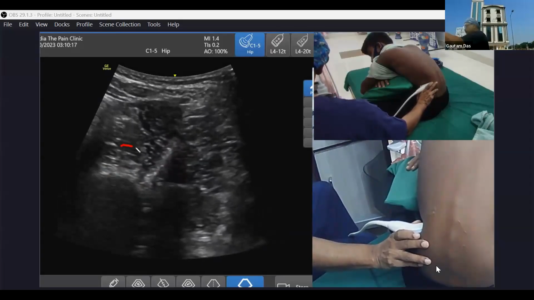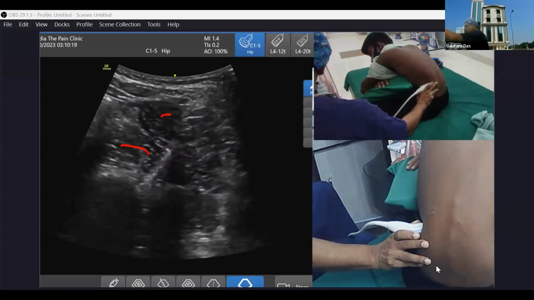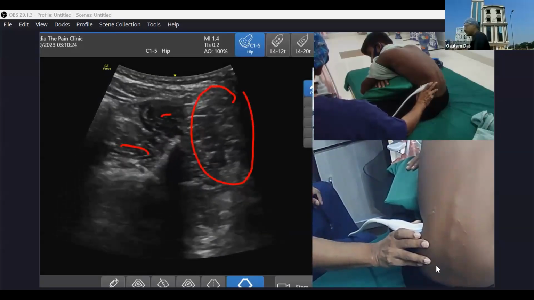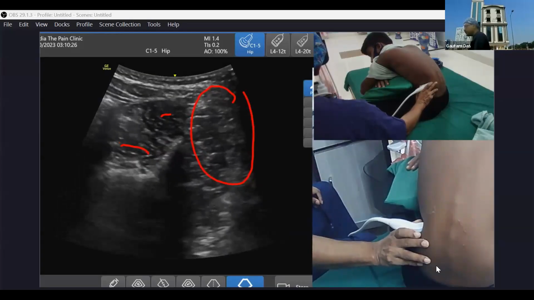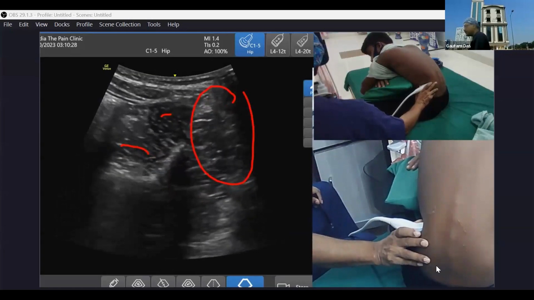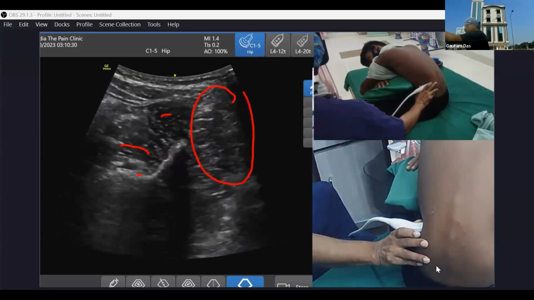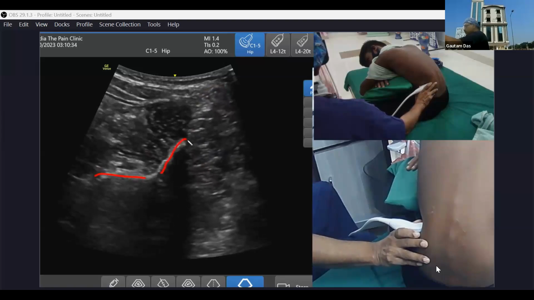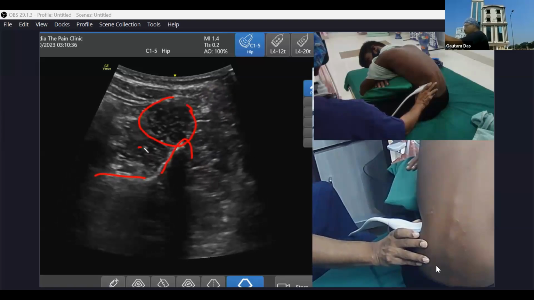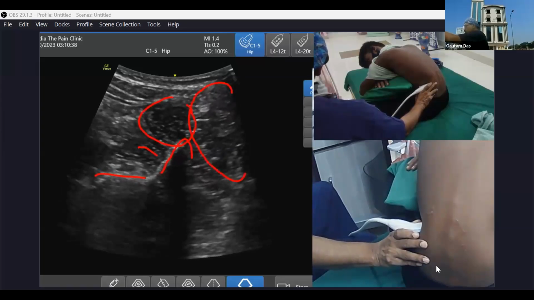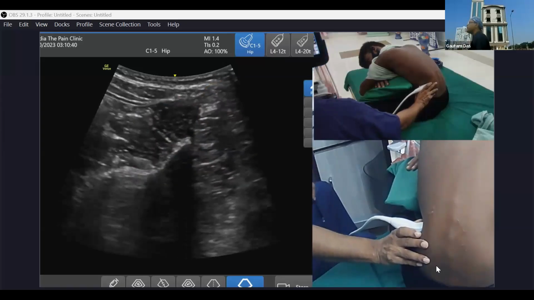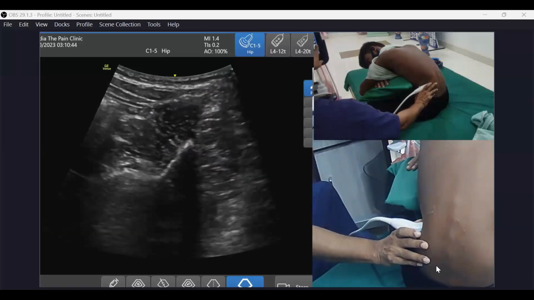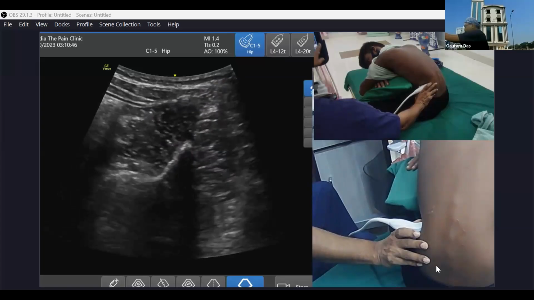This is your psoas muscle. This is your QL muscle. And this is your erector spinae muscle. Can everybody appreciate it? Vertebral body, transverse process, QL, psoas, erector spinae. Everybody can appreciate it or not? Say yes. Yes, sir. Let me reduce the depth a little bit.